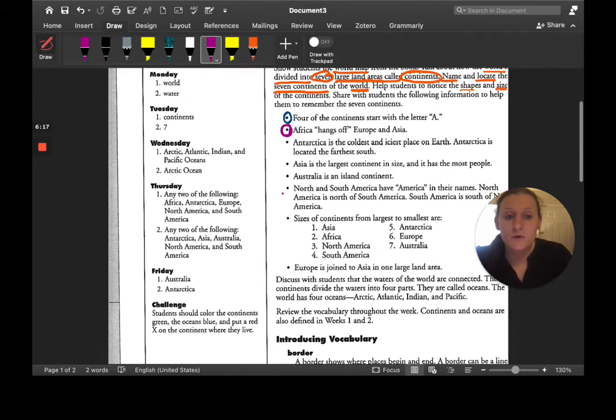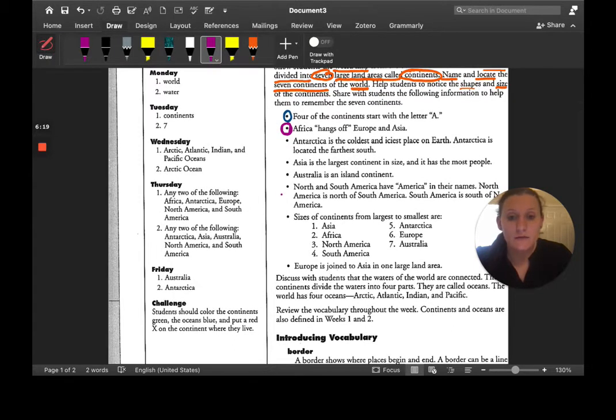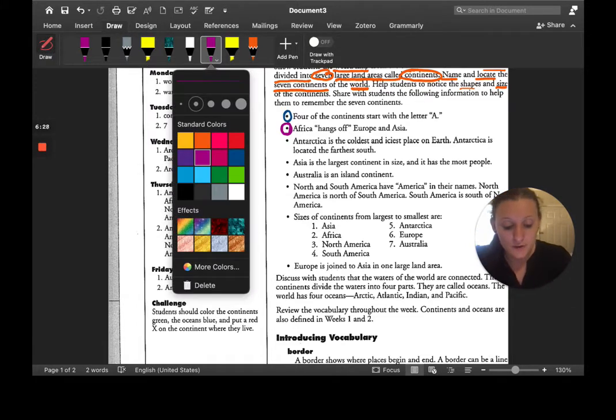And our next one, another one that started with A, is Antarctica. And Antarctica is the coldest and iciest place on Earth.